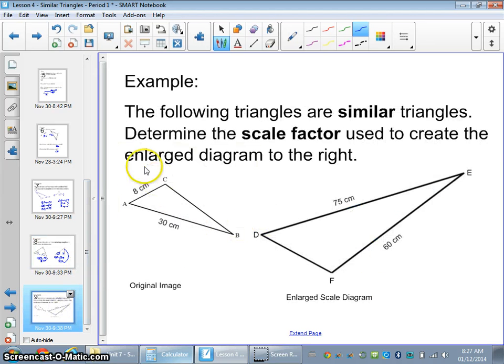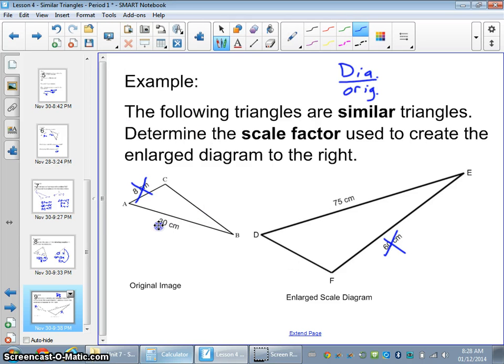Last example here. The following triangles are similar triangles. Determine the scale factor used to create the enlarged diagram to the right. So remember, when we're doing scale factor, we always go diagram over original, right? So we need to compare sides that are similar, right? So we know that this is the short side here, but we don't know the short side here, so we can't use 8. So we cross that one out. We know that this is the medium side here, but we don't know the medium side here, so again we can cross this one out, but we can compare the long sides.